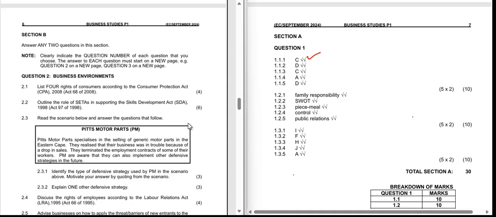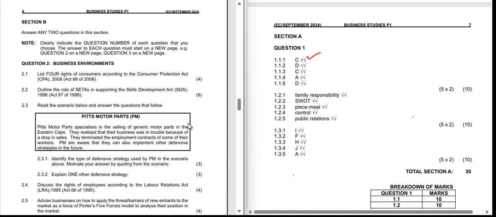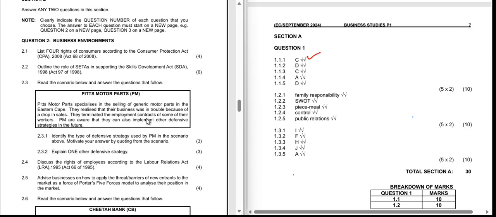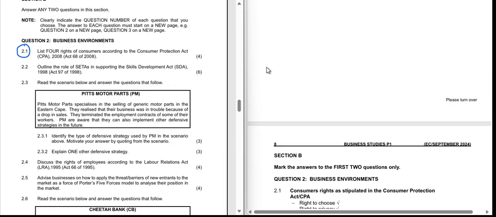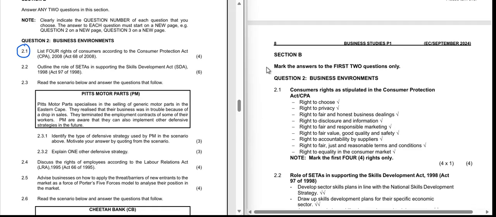So under normal circumstances, we are required to answer any 2 questions from this section. But for the purposes of this video, we're going to look at all of them. So the first part of the section B is question 2. List 4 rights of consumers according to the Consumer Protection Act. Okay, so this is a very good question, because it's easy.